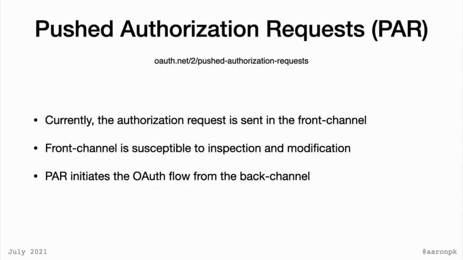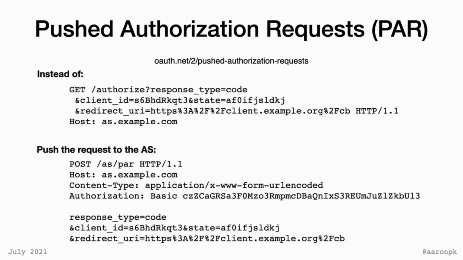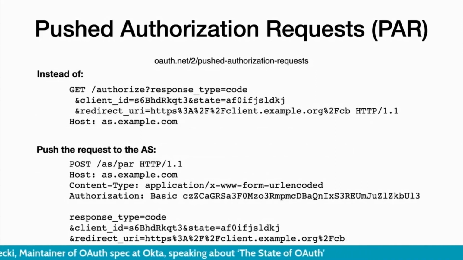Push authorization requests is the idea of reducing reliance on the front channel even further. So in typical OAuth, you will start the OAuth flow in the front channel by sending the user's browser to the OAuth server. Instead, push authorization requests will initiate the flow in the back channel by first having the client go talk to the OAuth server, and it gets back a reference that it can send the user's browser to instead. The idea here is just to reduce reliance on the front channel, because it's always possible to attack it in various ways. So this prevents that completely by not putting any of the request data in the front channel.